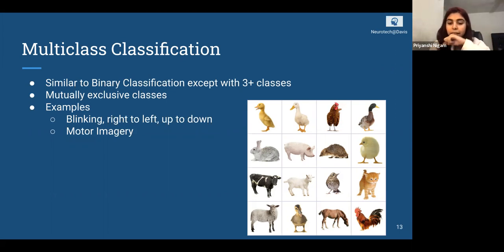Another one would be motor imagery, a cognitive process in which the subject imagines performing a movement without actually performing the movement, and it would tense the muscles. So being able to classify all the different movements that the person would be imagining would be another example of multi-class classification in a more physical, humanly context.